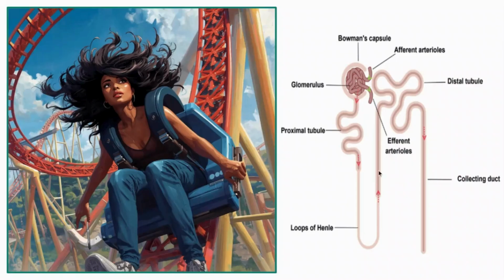Now, at the ascending limb of the loop of Henle, we lose sodium and potassium. At the distal convoluted tubule, we lose sodium and potassium. However, at the collecting duct, you only lose sodium. So furosemide and thiazide or thiazide-like diuretics make you lose both sodium and potassium. But at the collecting duct, that's spironolactone, you only lose sodium.